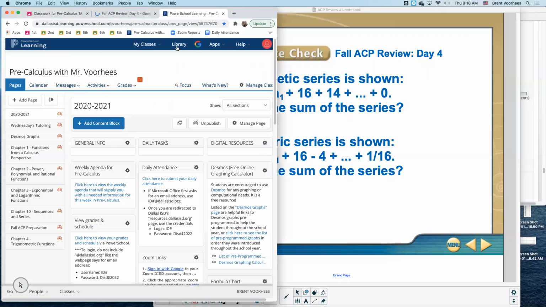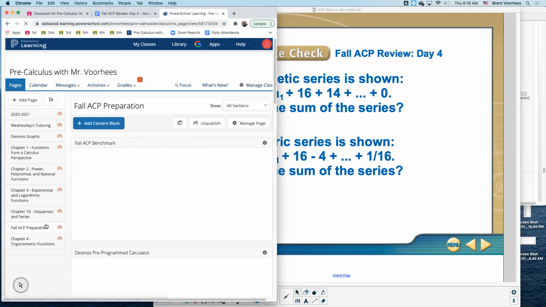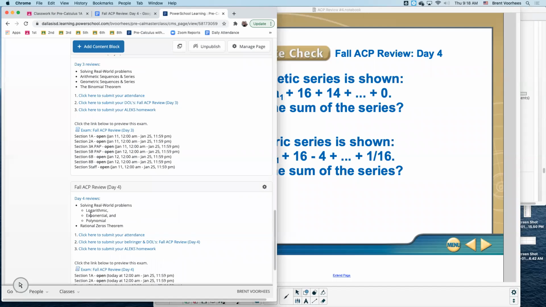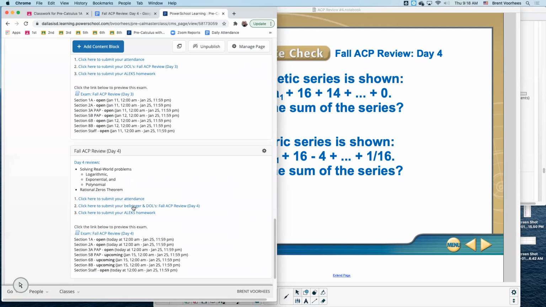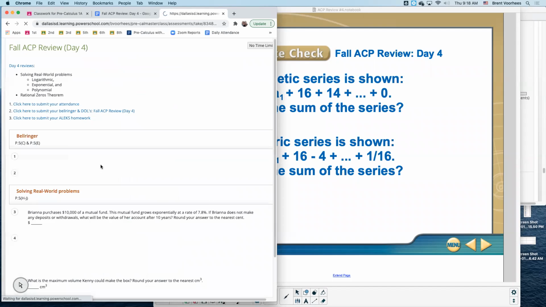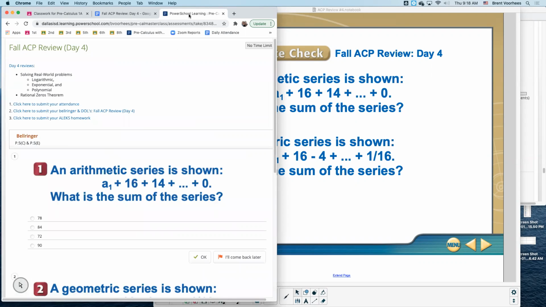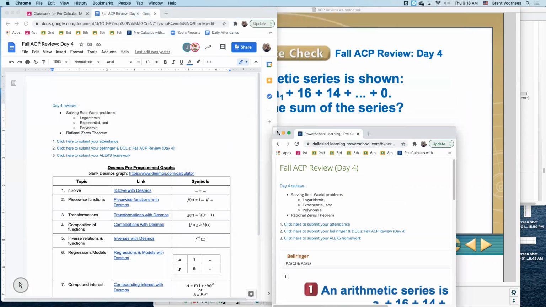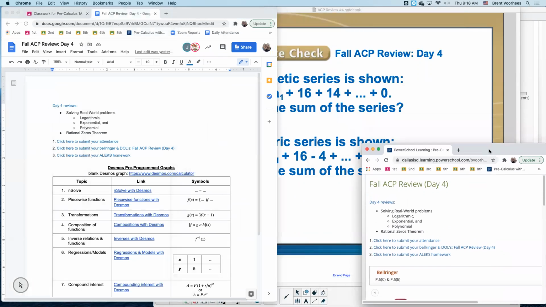Okay, and if you're a PowerSchool user, Fall ACP Preparation on the left side, and Day 4. You can either click this link. In PowerSchool Learning, it shows it twice. So I'll just click this one because that's the one that looks like the Google Classroom link. And so that's what you'd have open here. I'm going to minimize this over here on the side so we can enter our answers as we go along.